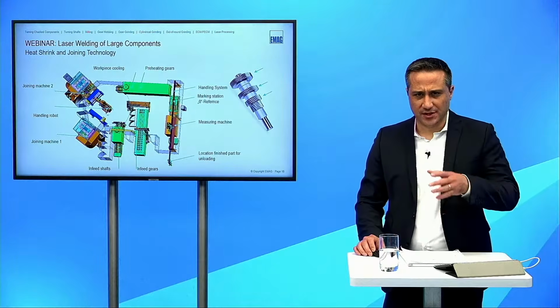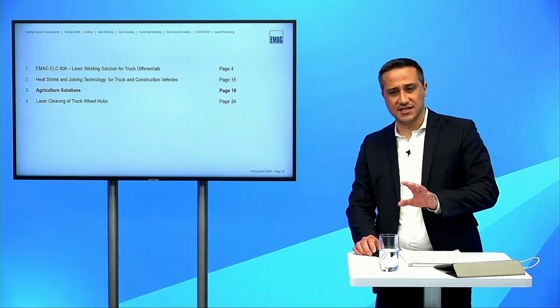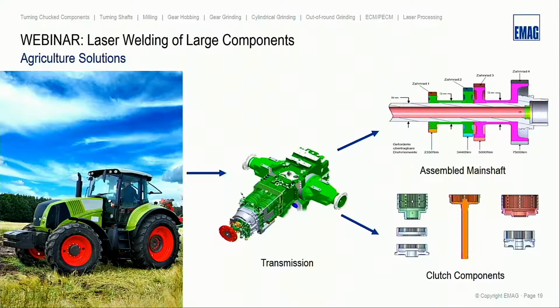To continue and to build, let's say, a small bridge in regards to heat shrink and joining and laser welding, is an additional one, also being focused on very large and heavy components, referring to agriculture solutions. And here we do have a transmission, which is first of all also having an assembled main shaft realized on an EMAG joining solution, as well as clutch components. Previously, we always had clutch components if we talk about passenger cars. And nowadays we also talk about clutch components for, let's say, large vehicles like the agricultural solutions, for one example.